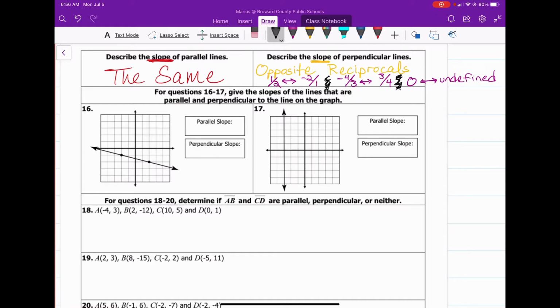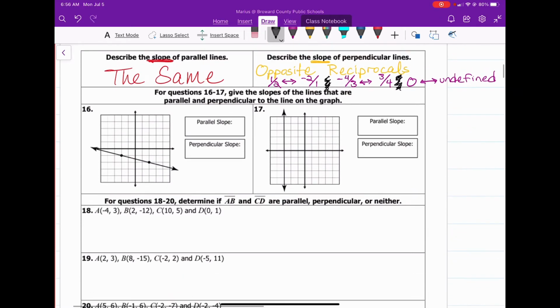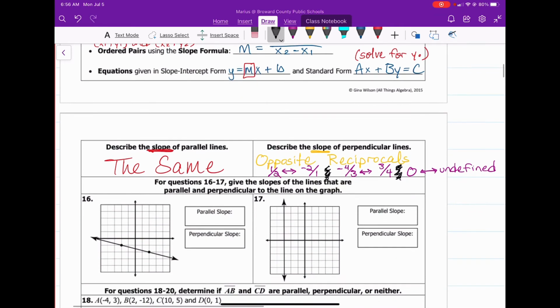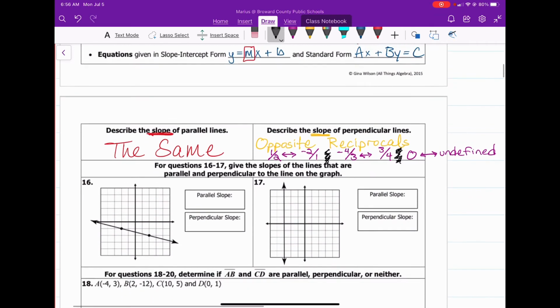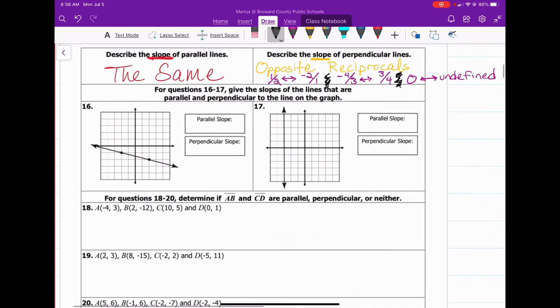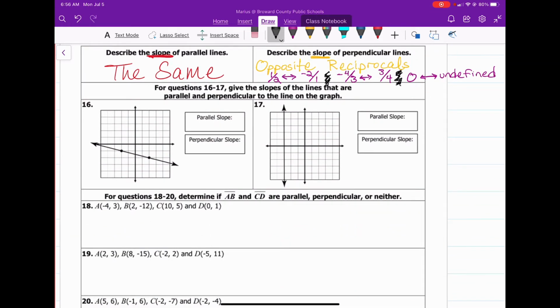Now, we're going to go through the next couple of questions where we're either going to find the slope from a graph, from ordered pairs, or from equations to identify whether those lines are perpendicular or parallel. For questions 16 and 17, give the slopes of the lines that are parallel and perpendicular to the line on the graph.